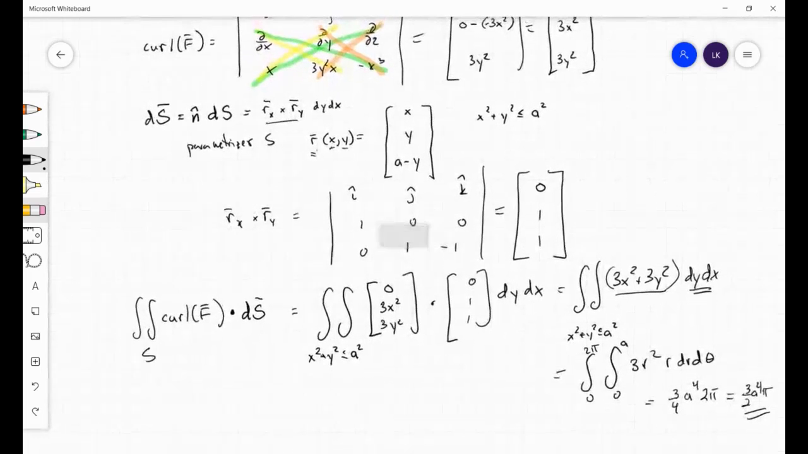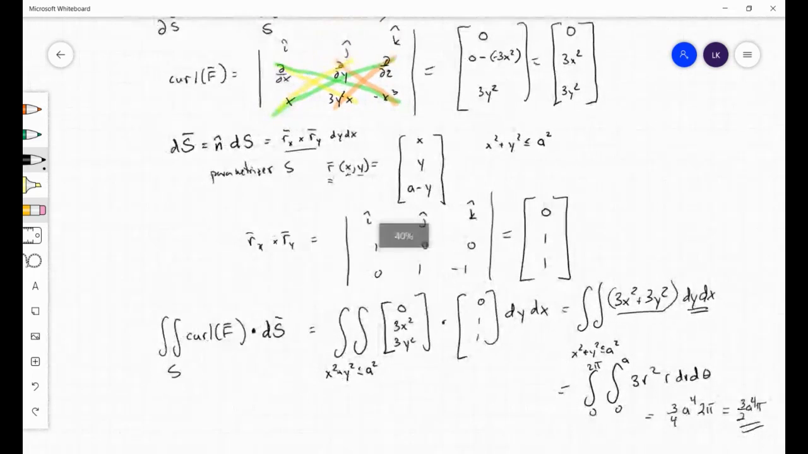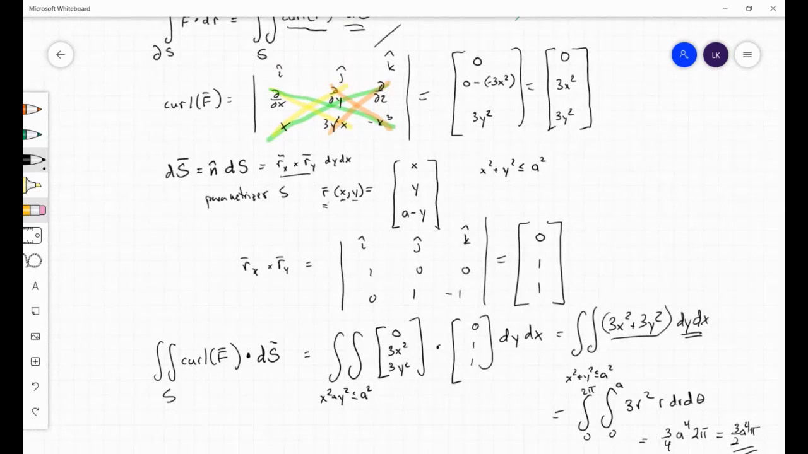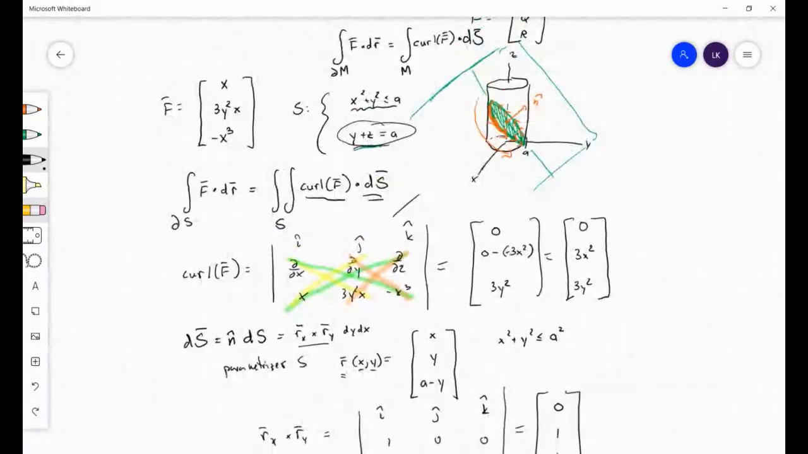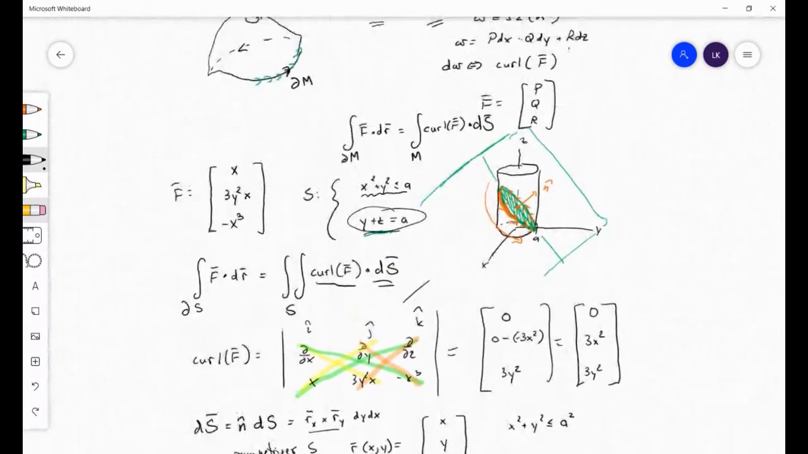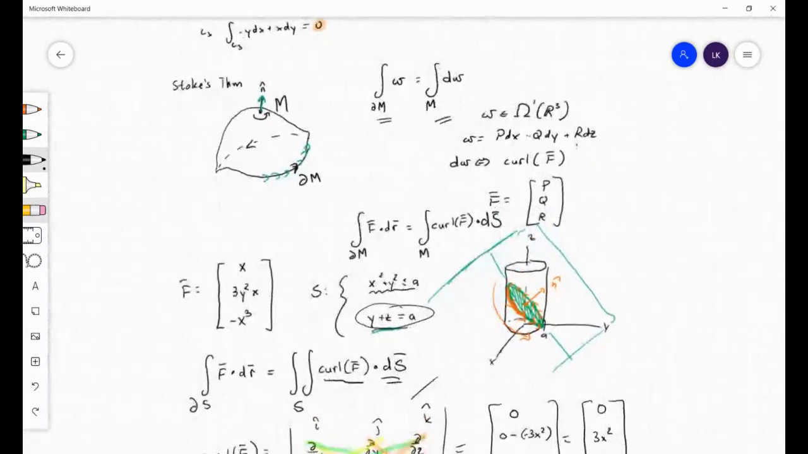So that would be much easier to do than actually computing that work integral directly, as it turns out. Of course, we could also confirm Stokes' theorem by doing both sides, but we're not.